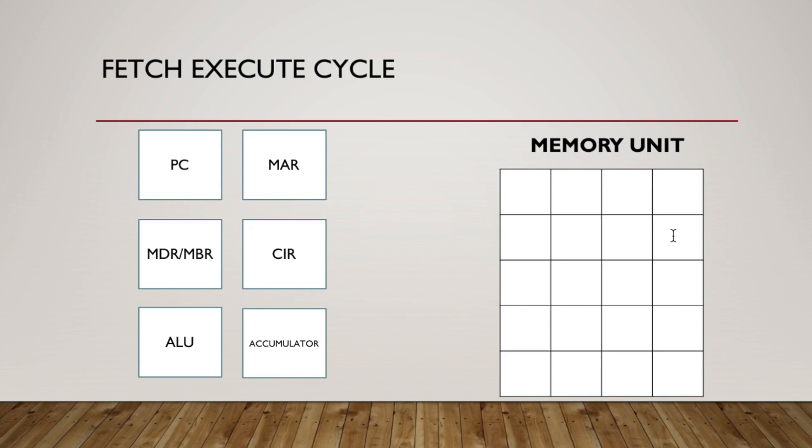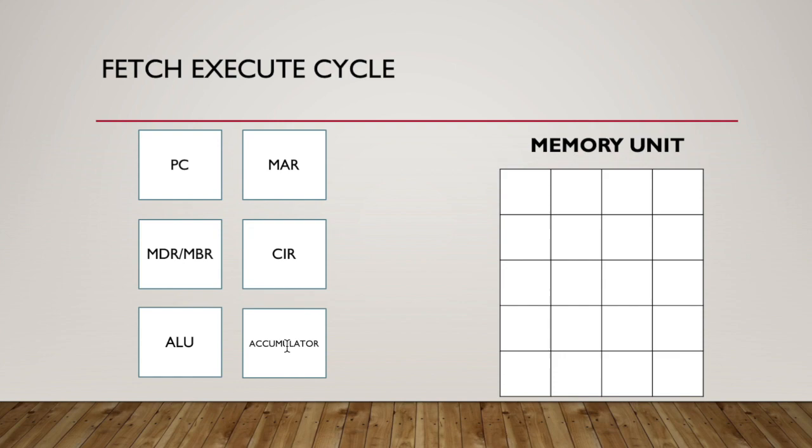The memory data register, the memory buffer register, this one is the holding room for the data that's inside here until it can go to the current instruction register. Okay, the current instruction register holds the data we're looking at right now. The ALU is the arithmetic logic unit, it does the calculations, and the accumulator is where we hold accumulating values. So if we were doubling numbers, then this is where we would hold the accumulated values, like 2, 4, 6, 8. Okay?